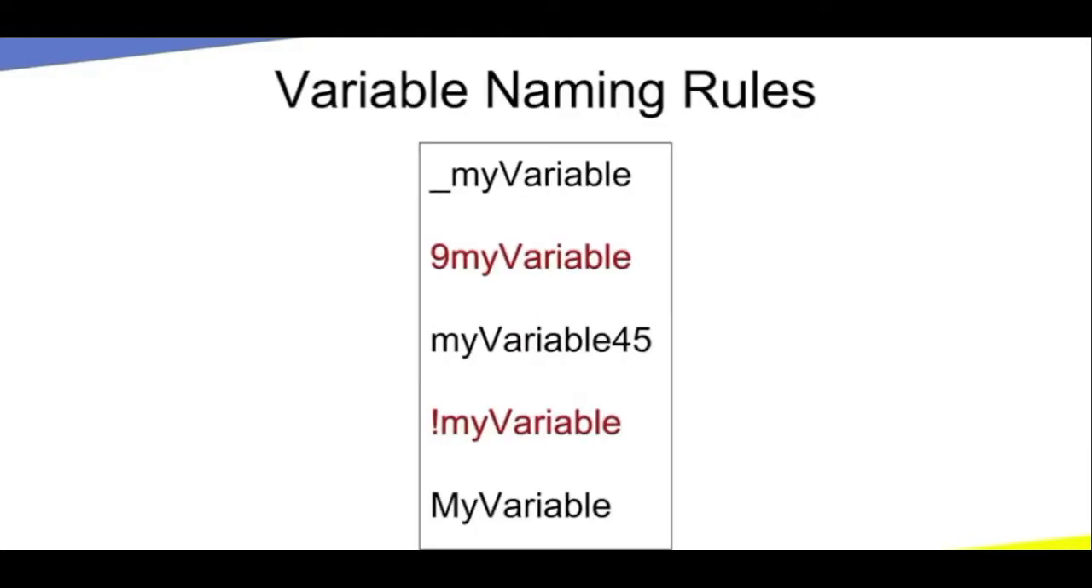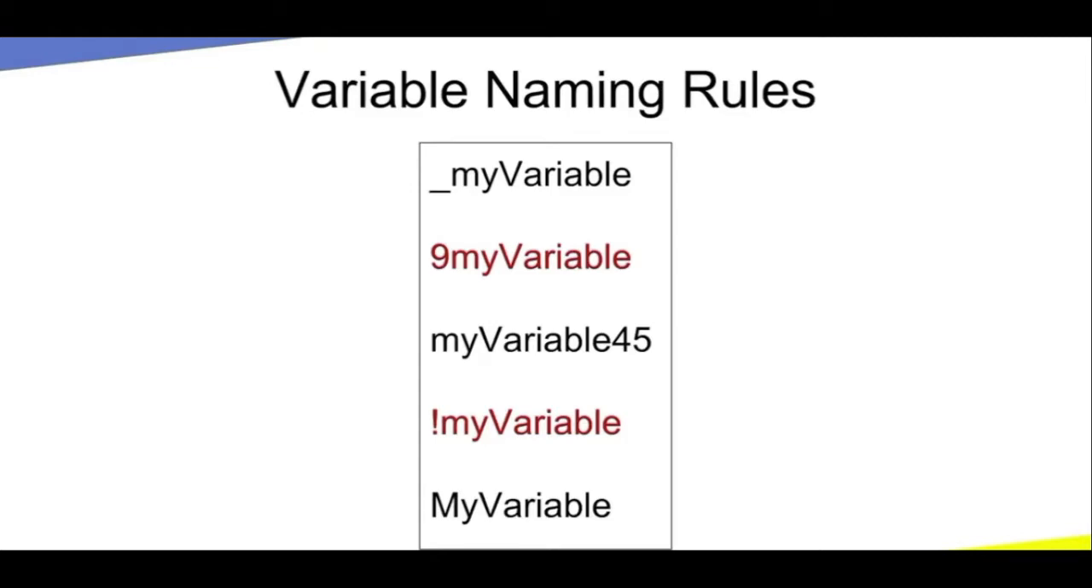Do remember there are some variable naming rules that need to be followed while declaring variables. As seen in this slide, the variable names in black are the ones that are allowed, and the ones in red are not allowed or are illegal.